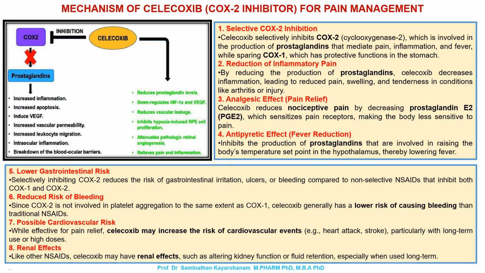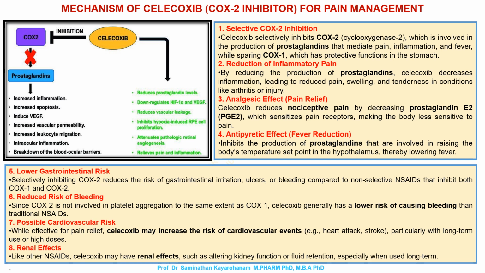Mechanism of Celecoxib, COX-2 inhibitor, for pain management. 1. Selective COX-2 inhibition. Celecoxib selectively inhibits COX-2, cyclooxygenase 2, which is involved in the production of prostaglandins that mediate pain, inflammation, and fever, while sparing COX-1, which has protective functions in the stomach.